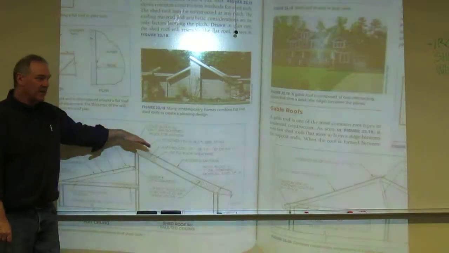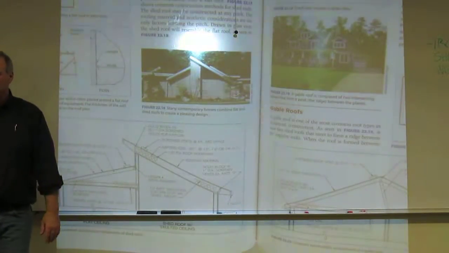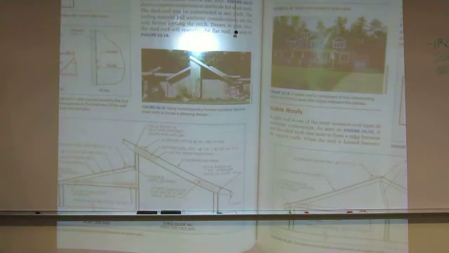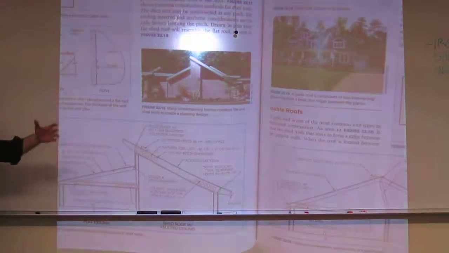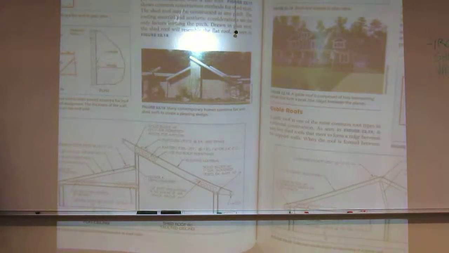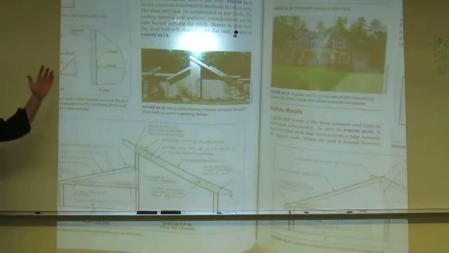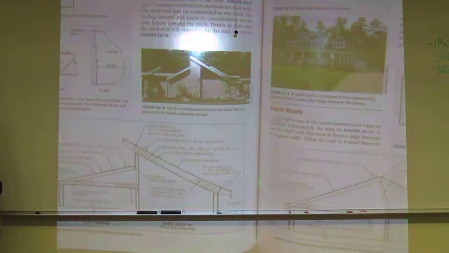These are real popular for overhangs on porches, for any device that's fairly small. A shed roof is easy to build. You don't have to go pay somebody else to really do it. You just basically throw stuff up there and cover it. Doesn't have to be engineered, stamped.